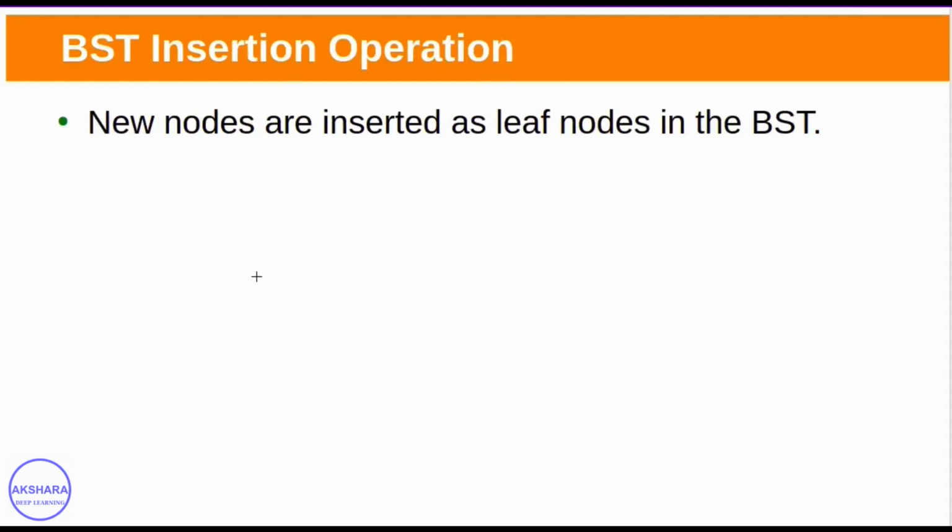Let us see the insertion operation. New nodes are inserted as leaf nodes in a binary search tree. Initially the tree is empty. Suppose we want to add node 8 to the binary search tree. Simply we can add it. This new node 8 becomes the root of the tree.